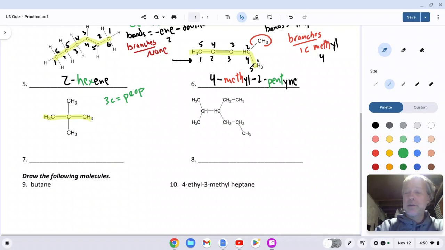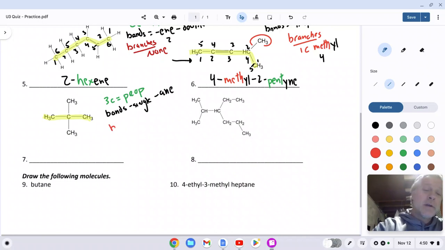And the bonds are single. Which means the ending is ANE. Now we need to talk about branches. And in this case, there's a branch here and a branch here. Both of those are 1 carbon long branches, which means that that is a methyl branch.